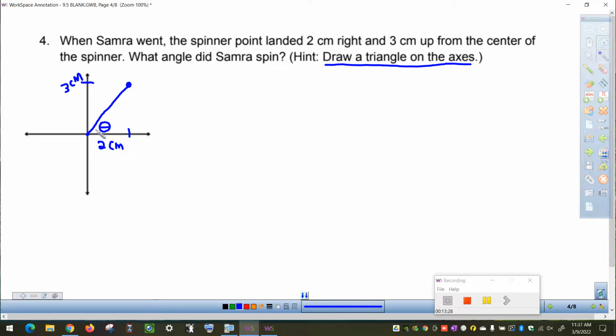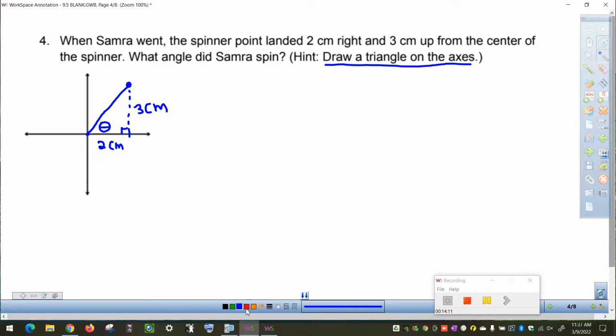What's kind of nice about this is that where that spinner landed, that diagonal line, would make the hypotenuse for a right triangle. In fact, we can just draw a vertical line straight down from that point, straight down to what looks like the x-axis, and right here would be our 90-degree angle. So I'm going to actually transfer my label of 3 centimeters. Instead of labeling it there on the y-axis, which is not wrong, I'm going to label it over here as the height of our right triangle.